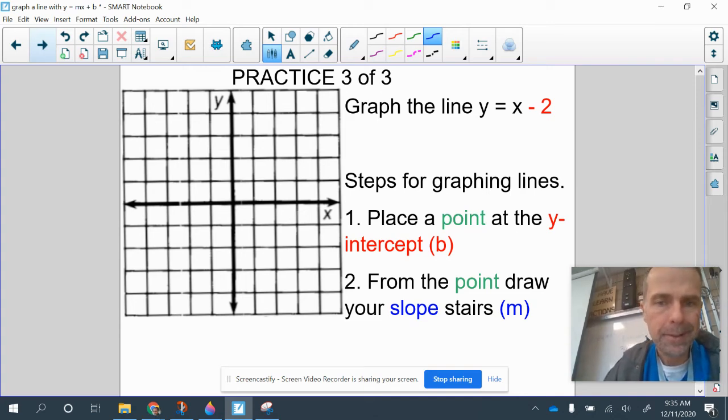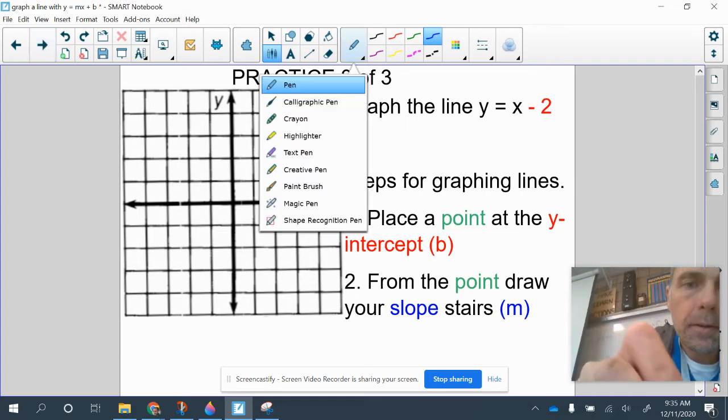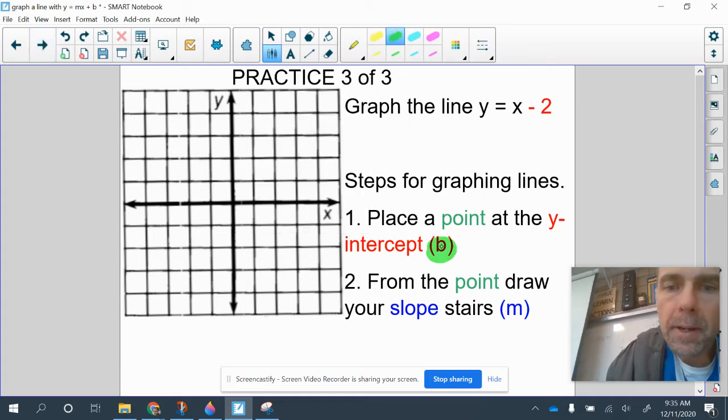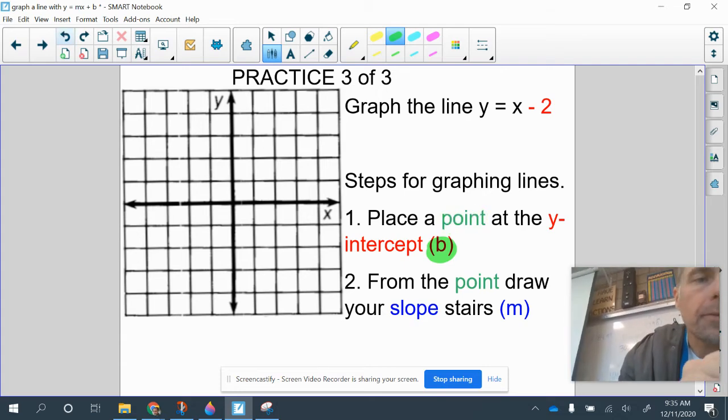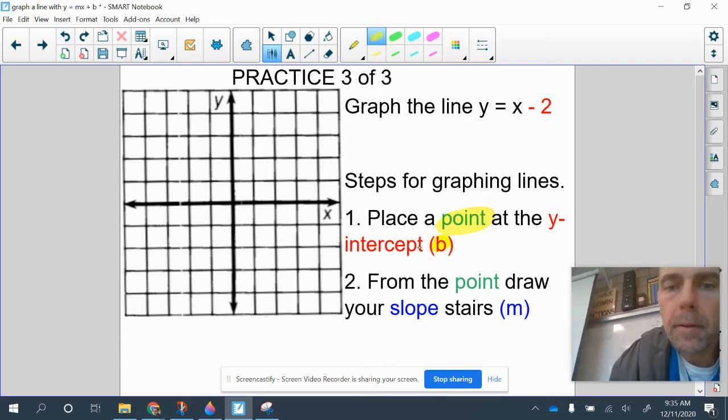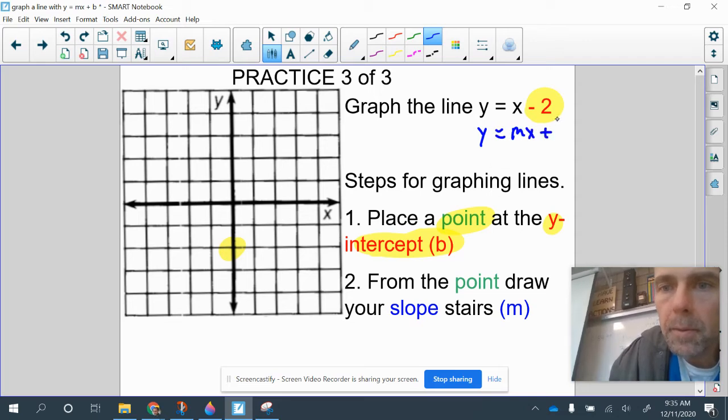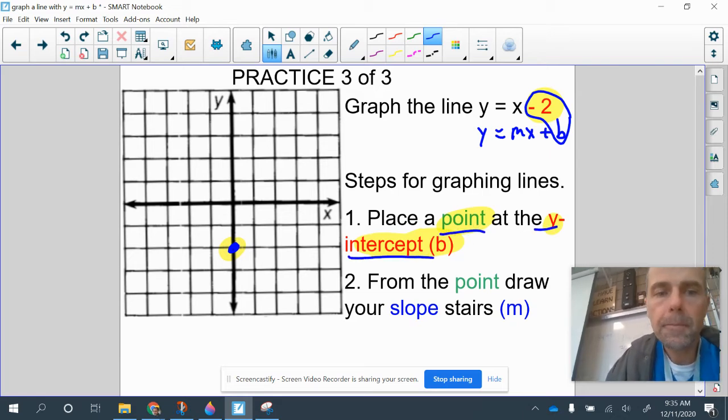Now this one's going to be a bit tricky, but we got you. First step, place a point. Whoops, let me choose a different color. Place a point at the y-intercept, which is the b. So we're going to put a dot at -2. We begin at -2. That part's easy. The y-intercept is that number right there, not next to x.